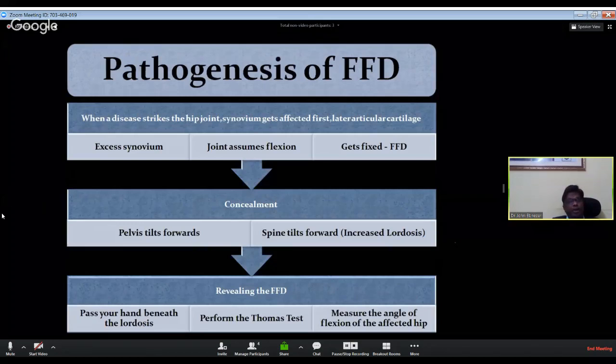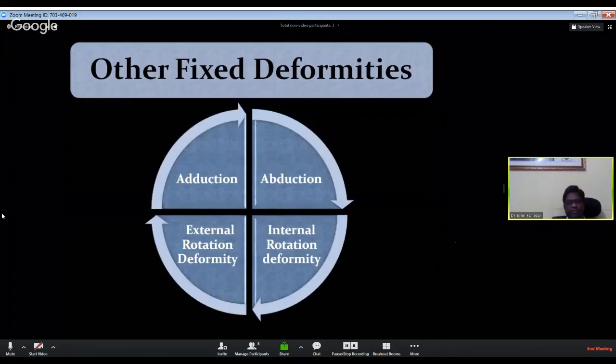Okay. Then what should you do next? Pass your hand beneath the lordosis. Then you perform the Thomas test. Then measure the angle of flexion of the hip. Then you come across the fixed flexion deformity. Right? Now we go forward. What are the other fixed deformities? Flexion, abduction, internal rotation, and external rotation deformity. These are the other fixed deformities.